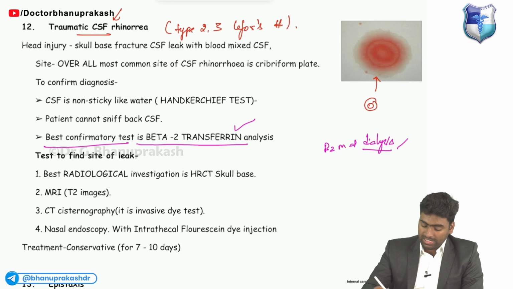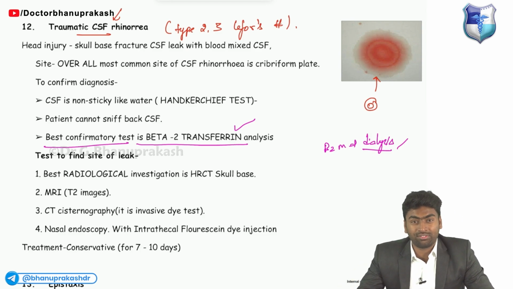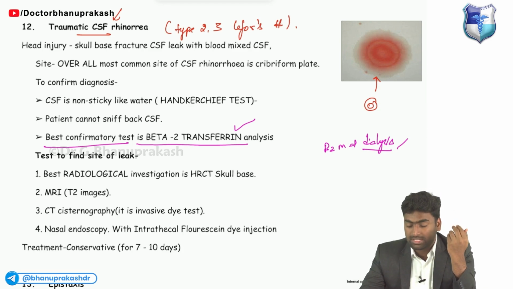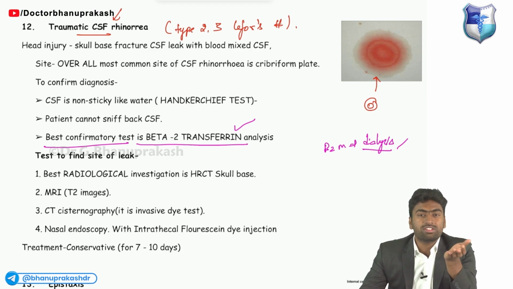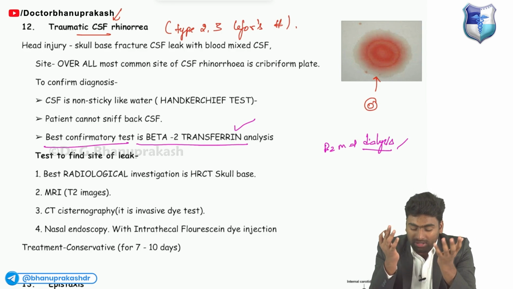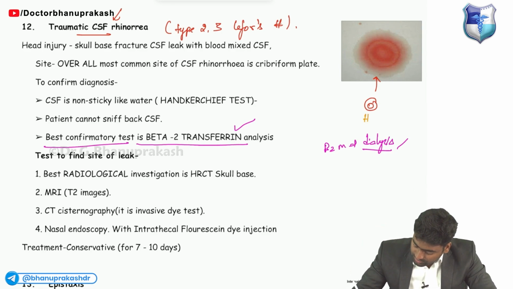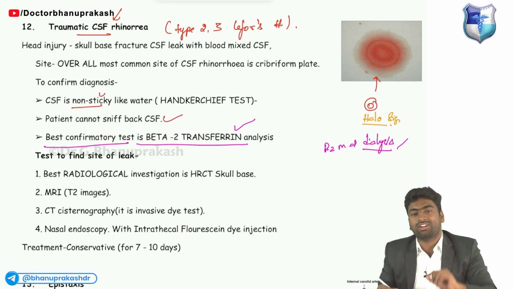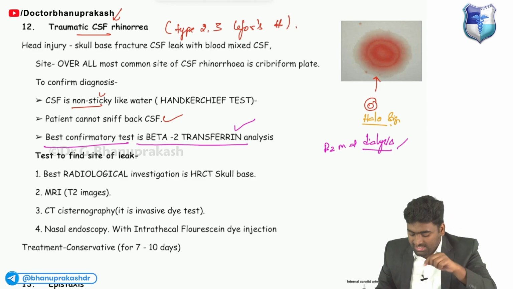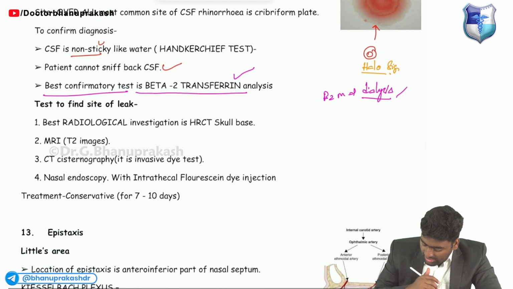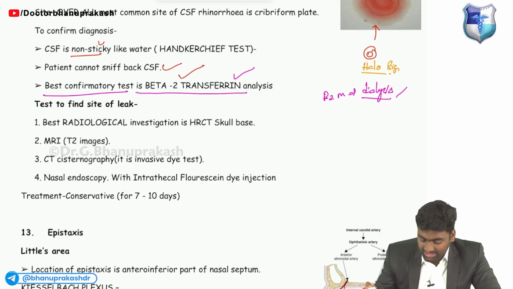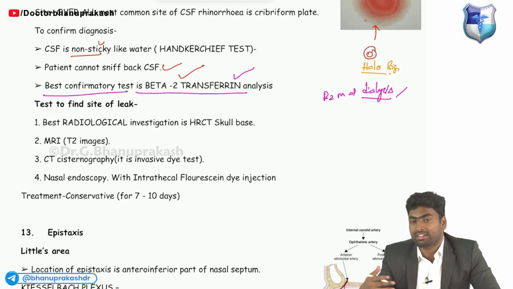Okay, and mostly how will you differentiate CSF rhinorrhea from other secretions? You see, with CSF rhinorrhea, the patient can't sniff it back. Means when you do like this, you won't sniff this back. And when you keep a kerchief, you will be able to see the halo sign, or target sign. Fine, and the patients cannot sniff back, and it will be non-sticky, whereas our nasal secretions are sticky, right? And to confirm, we'll use beta-2 transferrin. It will be clear fluid, but in a case of trauma, it may mix with blood.